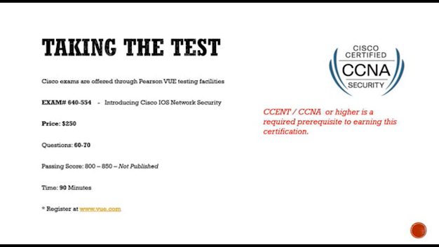Okay, so taking the exam, you're going to take the 640-554, Introducing Cisco IOS Network Security, the CCENT or CCNA or higher. And like I said, if you're in another vertical, maybe data center, wireless, any of those, and you're coming over to learn security, welcome. You're already pre-qualified for this. All you have to do is pass this 1 exam. And if you're coming from CCENT, pre-qualified as well. But if you don't have the CCENT, take that first and then take this, and you can earn the CCNA security. 60 to 70 questions, 800 to 850 is the passing score, and 90 minutes to take the exam.